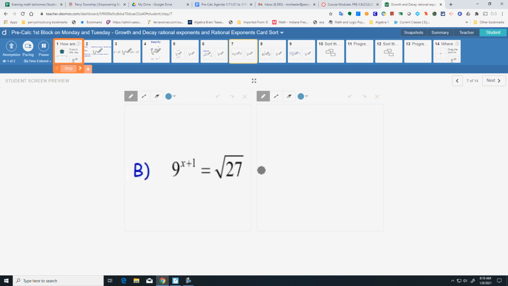Let's go ahead and do another one. On this one, though, I'm going to have to change both bases. And I know 9 is 3 squared. 27 is 3 cubed.